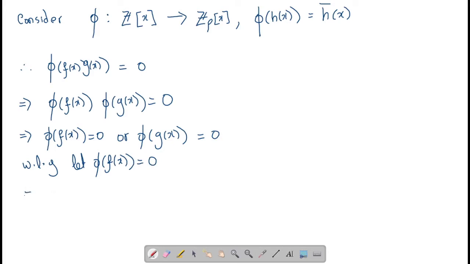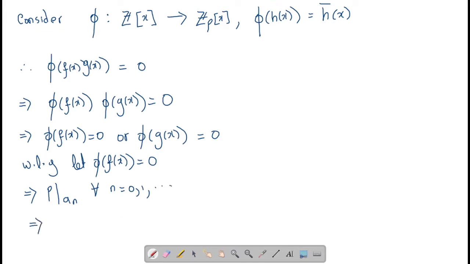What does this tell me? Phi of f of x will be 0 only if after going modulo p, each of the coefficients of f are 0. Therefore, each of the coefficients of f are multiples of p. So therefore, this means that p divides an for every n equals 0, 1 up to infinity.